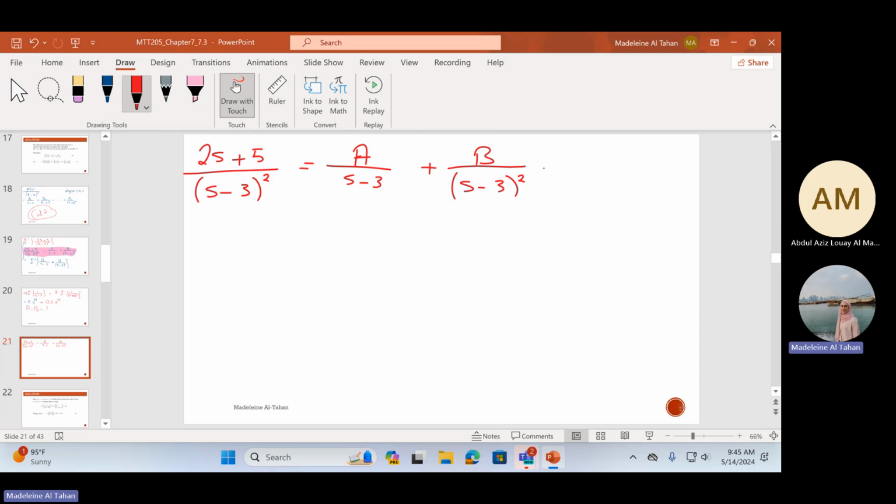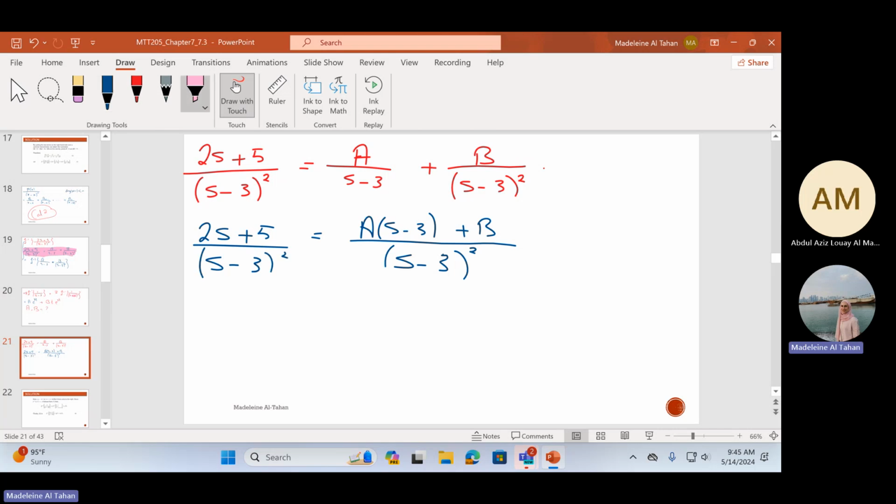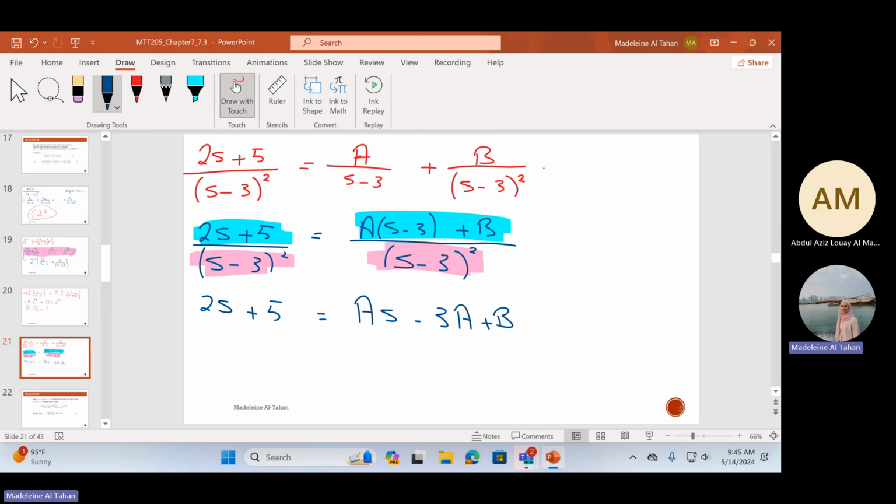How do we do common denominator, miss? What's left for the first to be s minus 3 squared? We should multiply it by s minus 3. And this one is 2s plus 5 over s minus 3 squared. Now they have common denominator in both of them. It means that their numerators should be what? Their numerators are equal to each other. So what will we get? So 2s plus 5 equals, expanding, As minus 3A plus B.